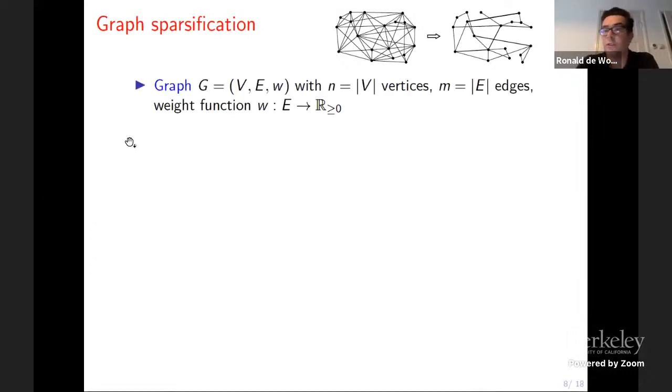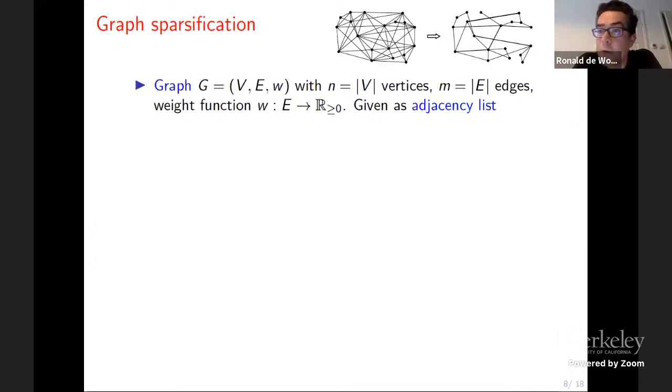Let me be a bit more precise. So what is our input? Our input is a graph, let's say with n vertices and m edges. And it's going to be a weighted graph, so all the edges have some non-negative weight. And I'm going to assume that this graph is given as an adjacency list. What this means is I'm allowed to ask queries of the form, give me the third neighbor of the fifth edge, or give me the seventh neighbor of the third edge.